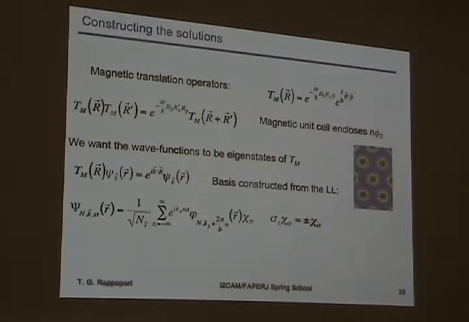And we construct our wave function using a basis constructed from the Landau levels. So now we have something different from the case I was talking about before, the Hofstadter butterfly, where normally you only use one of the Landau levels and you do a perturbation theory. Here we don't do that. We use as many Landau levels as possible in order to produce our results.